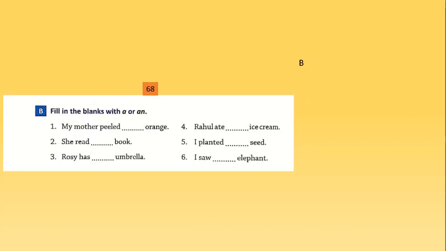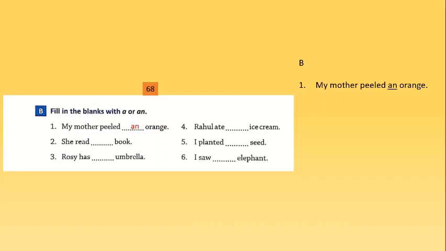First one, my mother peeled dash orange. What article will we use? The next word is orange. Does orange start with a vowel? The answer is yes. So we use article an. My mother peeled an orange.